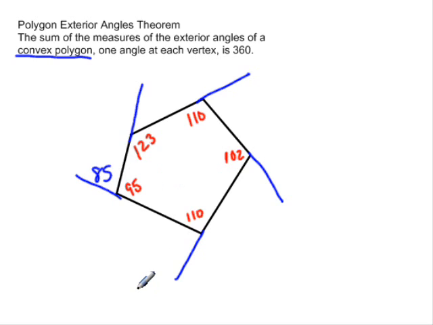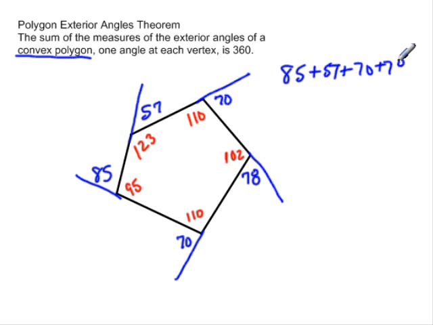If we look at the next one, 57 and 123, 110 and 70 are supplementary. 102 and 78, 110 and 70 again. So if we add all of these up, 85 plus 57 plus 70 plus 78 plus 70, and we take a total of those, notice that our sum is 360 degrees. We have shown or proved this theorem.